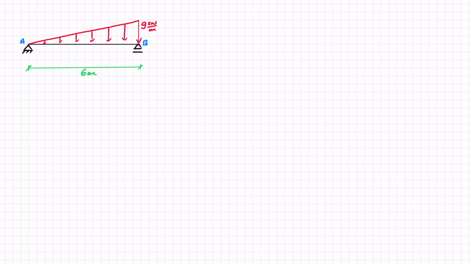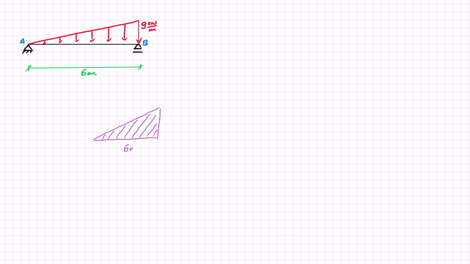Now before we move on to discuss the free body diagram and the reaction forces, I just want to have a look at this distributed load. As we've discussed before, whenever I have any distributed load, it doesn't matter what shape, the equivalent force of that distributed load is the area. In this case, it'll be the area of a triangle.